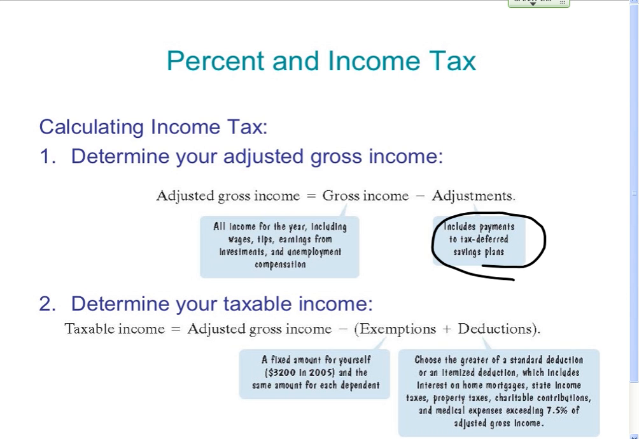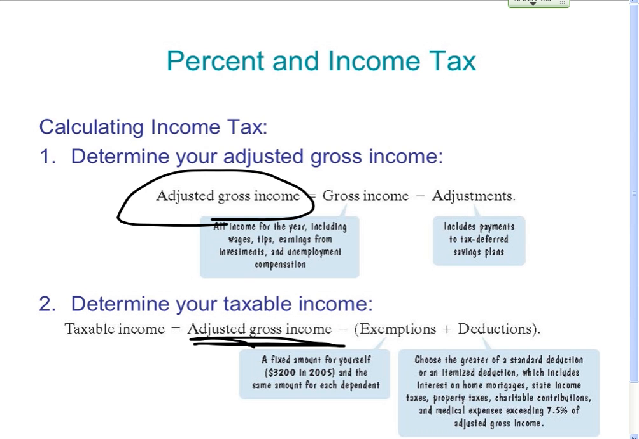Determine your taxable income. So that means you take your adjusted gross, what you just found up here, subtract off exemptions. That's the same amount for each person, for yourself and for all of your dependents. So if you have any kids, you would get $3,200 for each one of those that you would subtract off your adjusted gross, as well as deductions.